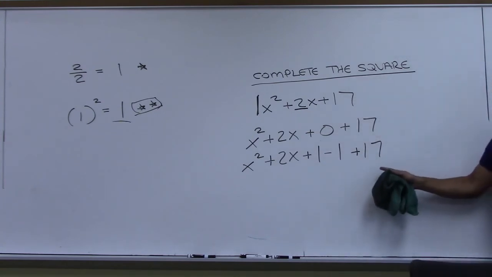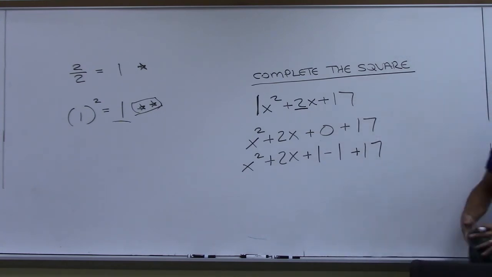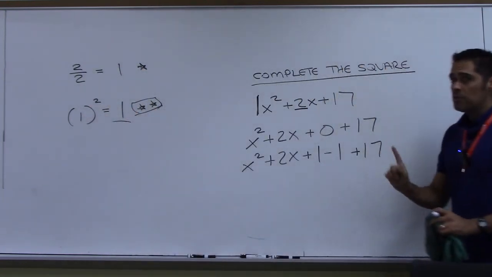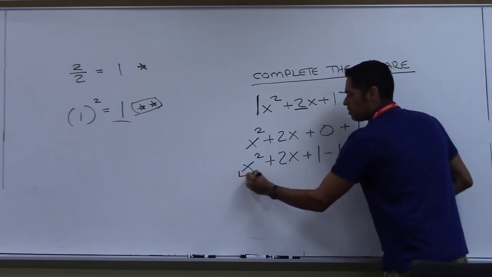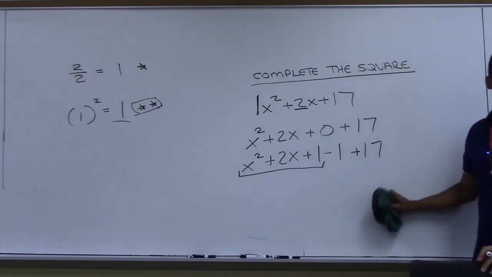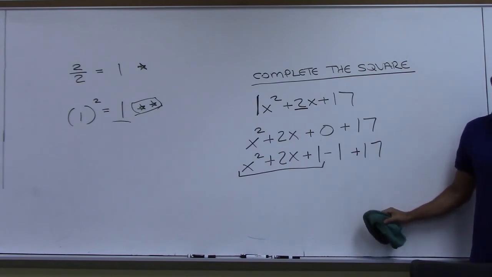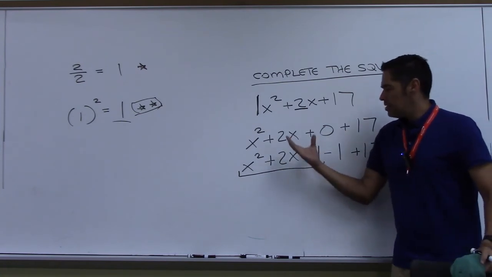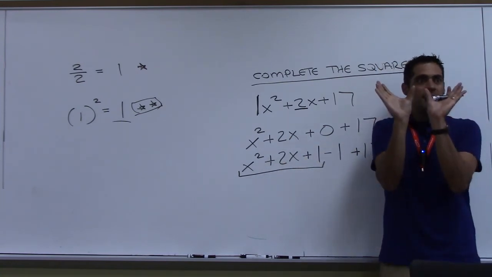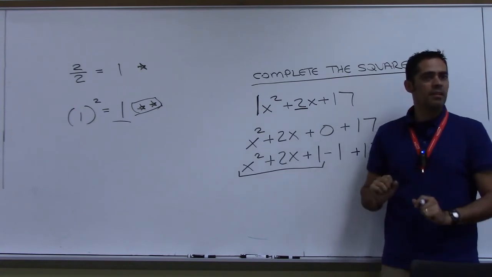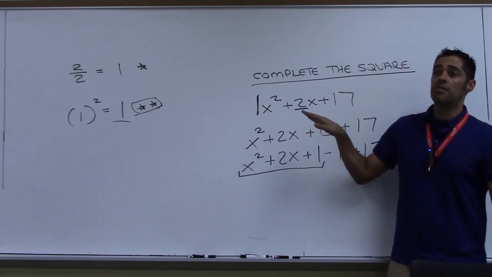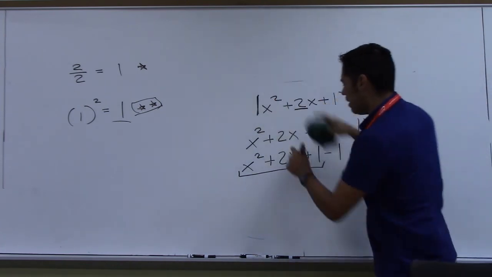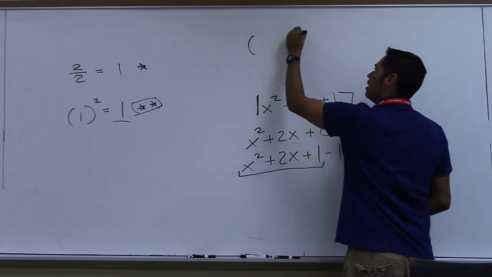Now, if you do this correctly, meaning if you take that number and divide it by 2, and then take that number and square it, and then add and subtract it, the first 3 terms are a perfect square trinomial every single time. Without fail. Which means this is something, in parentheses, times itself. What is it? x plus 1 times x plus 1, isn't it? So these first 3 will always turn into something squared.